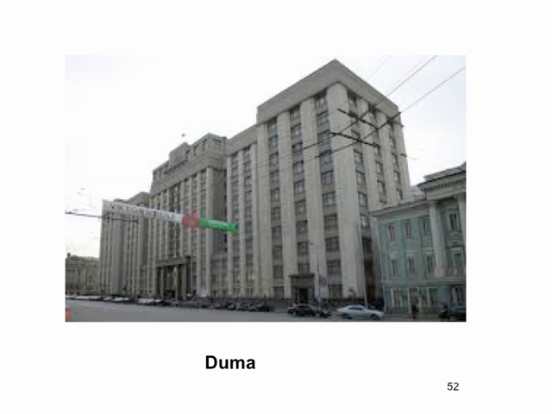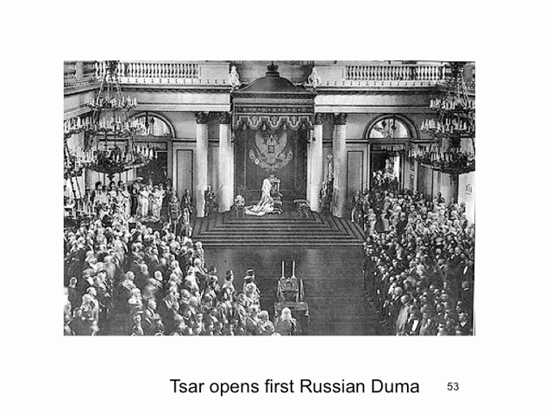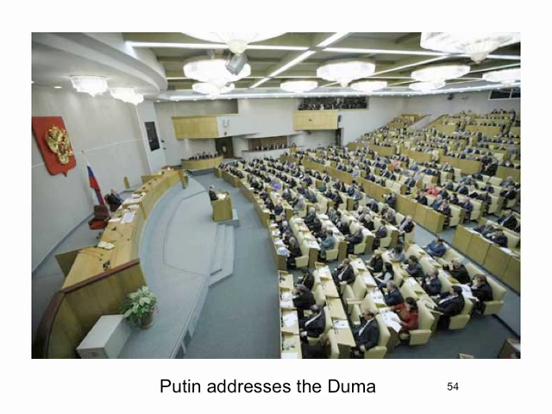Here it is in Moscow, the Duma. And I'll just show you a couple of historic pictures. This is the first opening of the Duma by the Tsar. So the Duma's been around back when it was a monarchy. It was around under the Soviet era. And now flash forward to the present, and we have Putin addressing today's Duma, or a few years ago.